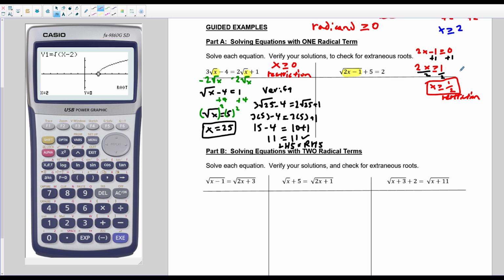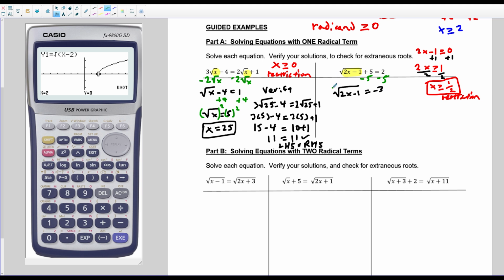And from here, we can go ahead and solve it. Right here, we've got a radical. And remember, our goal is to isolate it or get it by itself on one side. So my first step here is going to be subtracting 5 from both sides. What that allows me to do is to get this radical on its own. And I'll have the square root of 2x minus 1 is equal to -3.